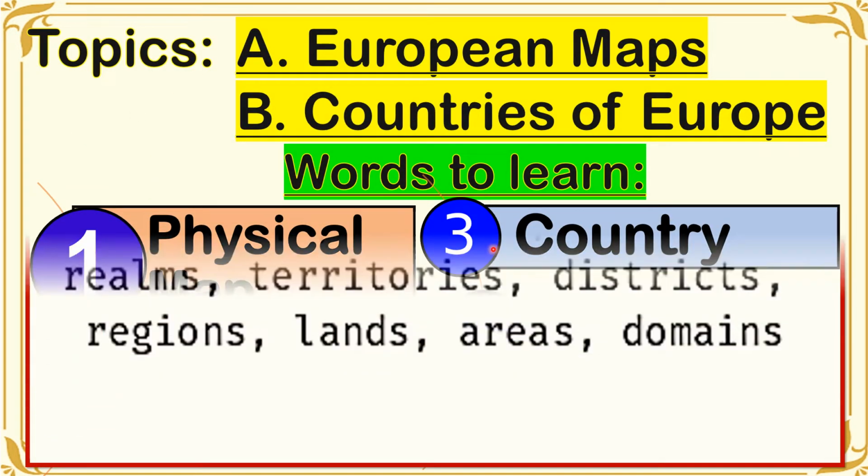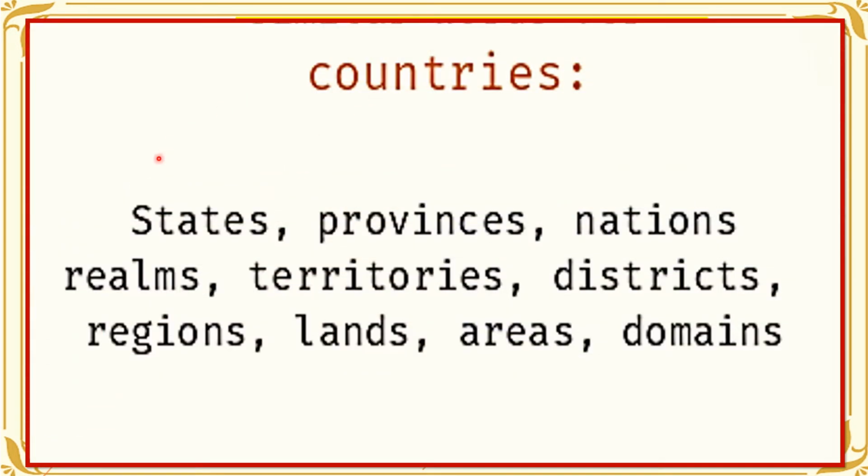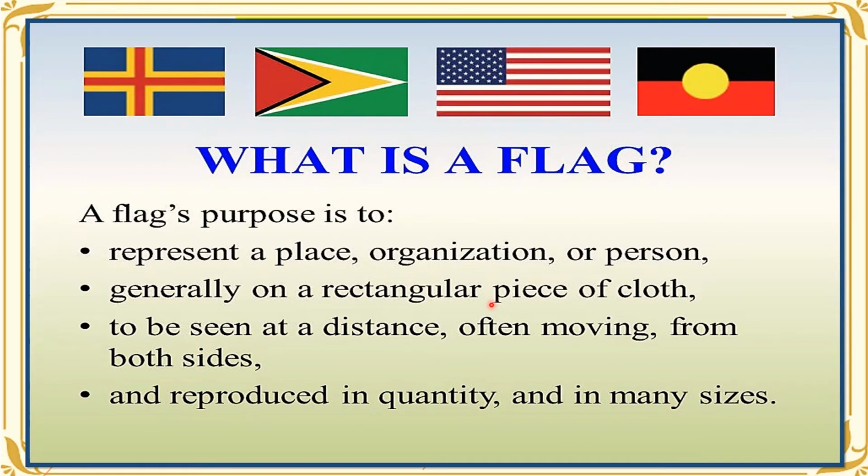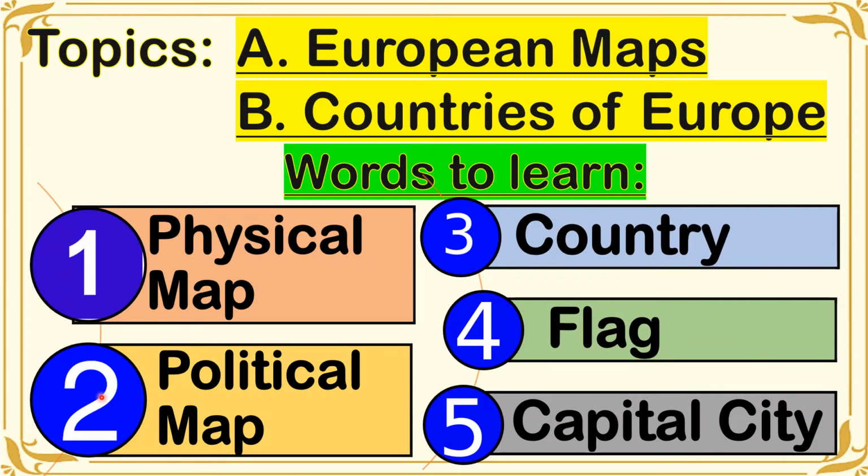The third word is country. Country means states, provinces, nations, realms, territories, districts, regions, lands, areas, and domains. The fourth word is flag. What is a flag? A flag's purpose is to represent a place, organization, or person, generally on a rectangular piece of cloth, to be seen at a distance, often moving from both sides, and reproduced in quantity and in many sizes.